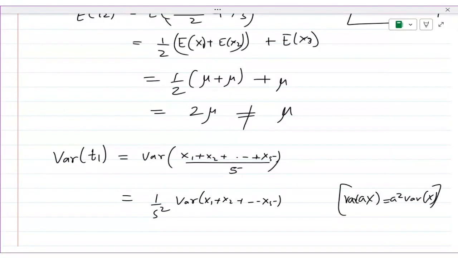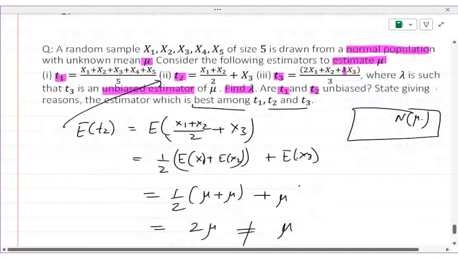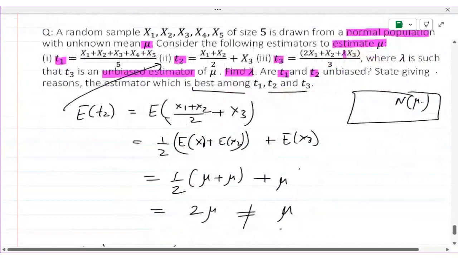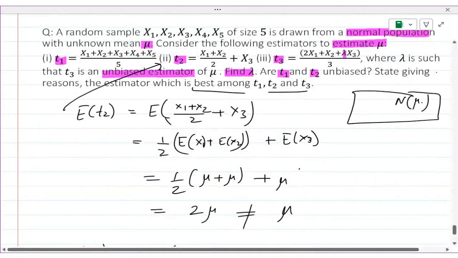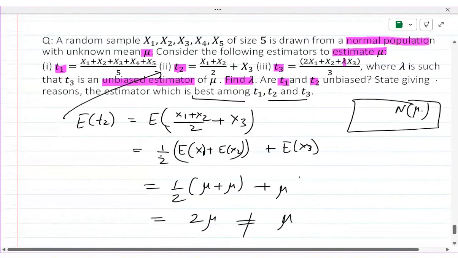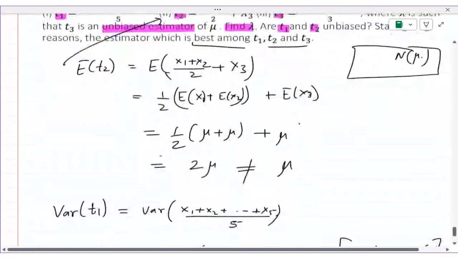T1 and T2, check unbiasedness. Roshan, I have not done that unbiasedness check, right? As I have told you, for T2 we have checked that T2 is not unbiased. We have checked here that the expected value of T2 is not equal to mu, and T1 is actually a sample mean. Sample mean is always unbiased. So that is why I have not done that for T1.